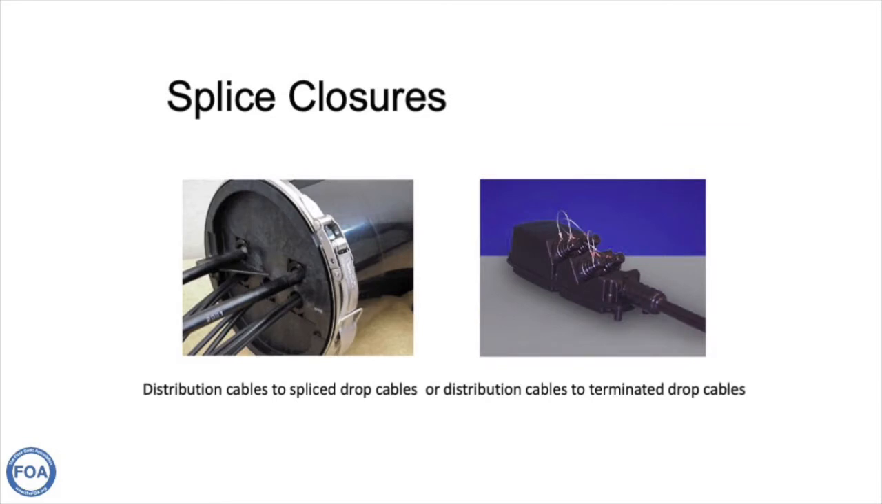The techs who are doing splicing may see some new types of hardware. The dome closure on the left has a cable coming in and going out with mid-span access to drop fibers to the smaller cables you see below, which are drop cables or distribution cables going to subscribers for fiber to the home.